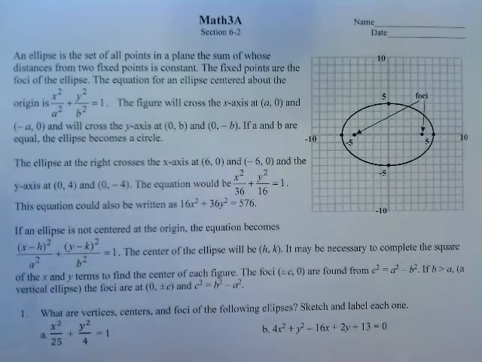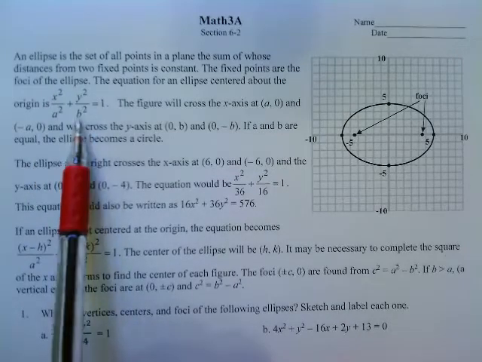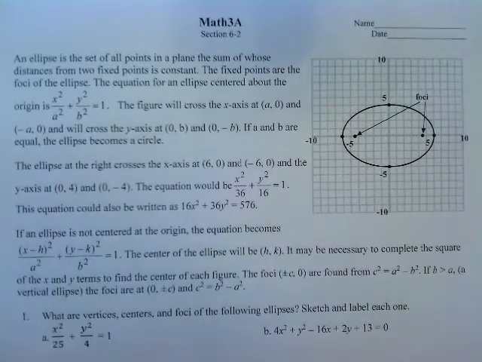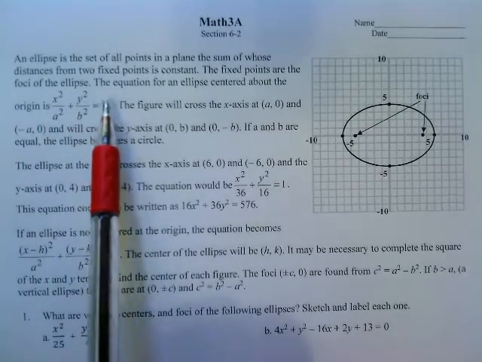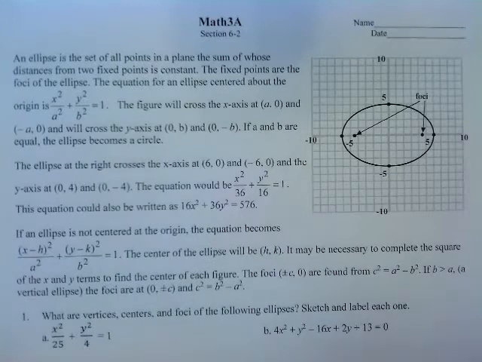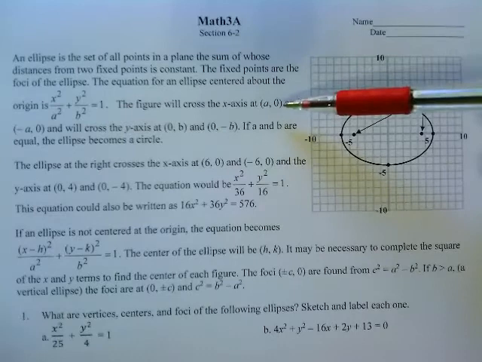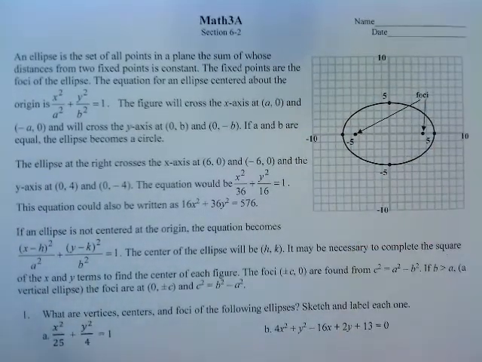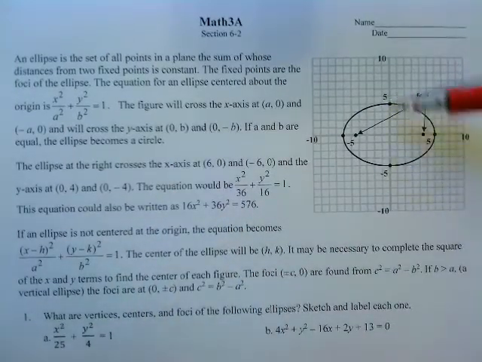The general form for an ellipse that's centered at the origin is x squared over a squared plus y squared over b squared equals 1. Please note that if a equaled b, then we would have the same formula as a circle, except we would go x squared plus y squared equals r squared. The figure crosses the x-axis at a,0 and negative a,0, so these 2 points. And then it's going to cross on the y-axis at these 2 points.